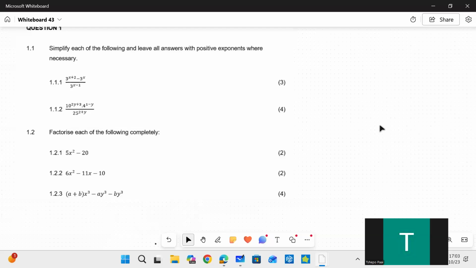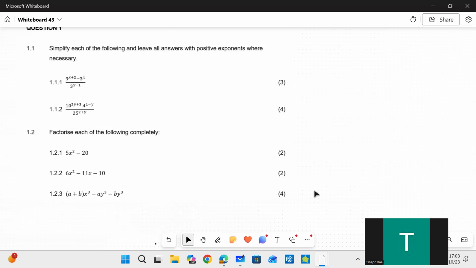Good day, grade 10s. I want us to look at question 1 here. Simplify each of the following and leave all answers with positive exponents where necessary. If you look at 1.1.1, there you are given exponents. You have to simplify your exponents there. Now, how are we going to answer this one here?